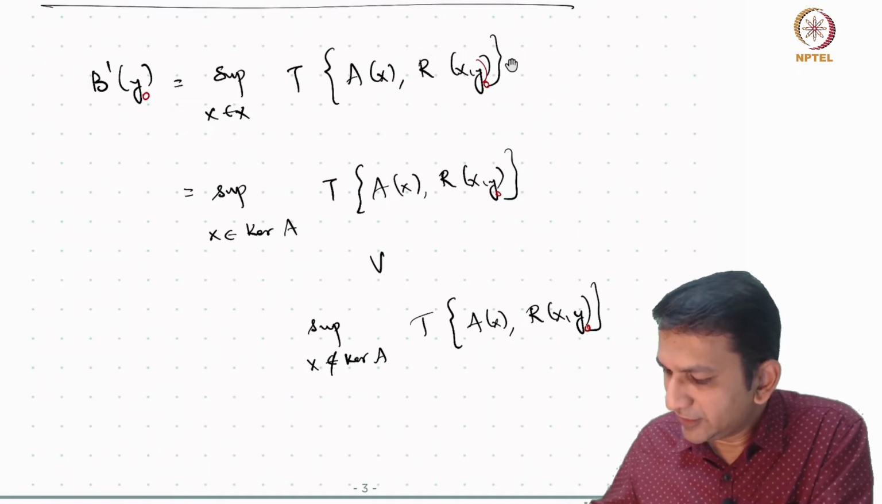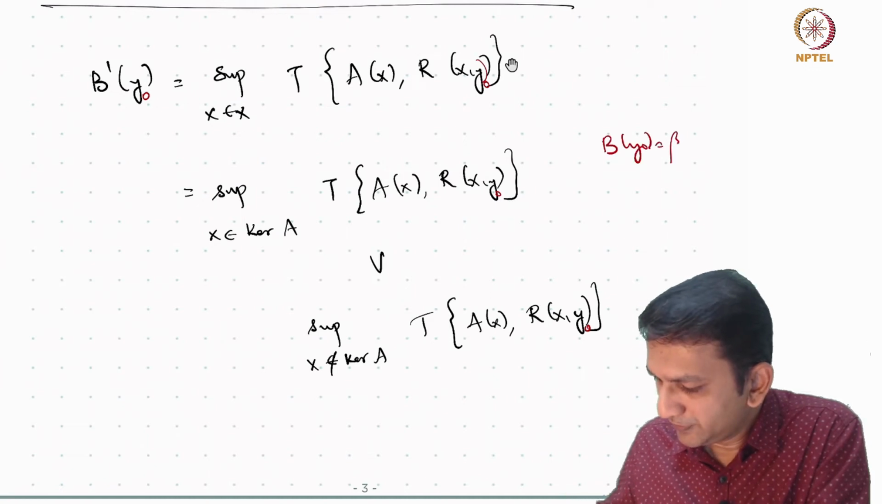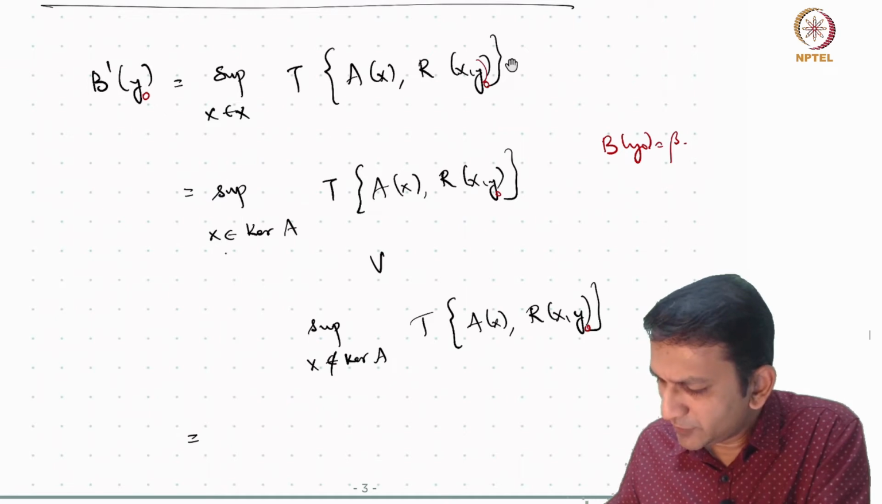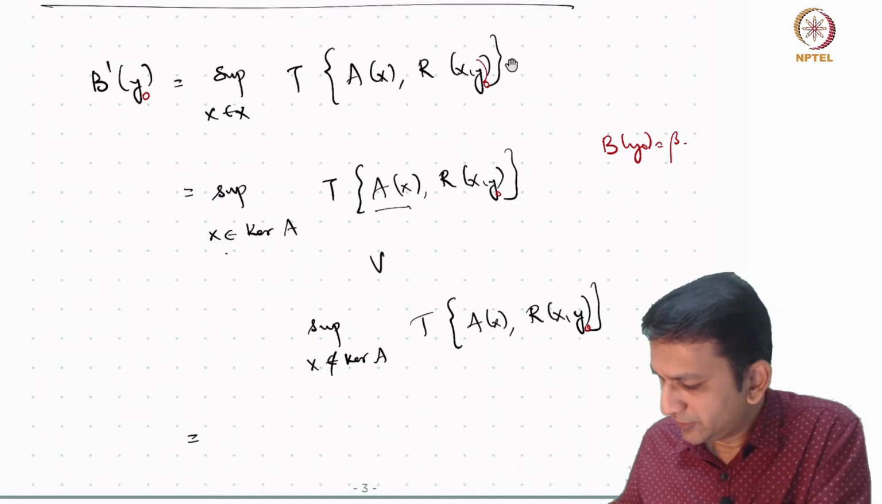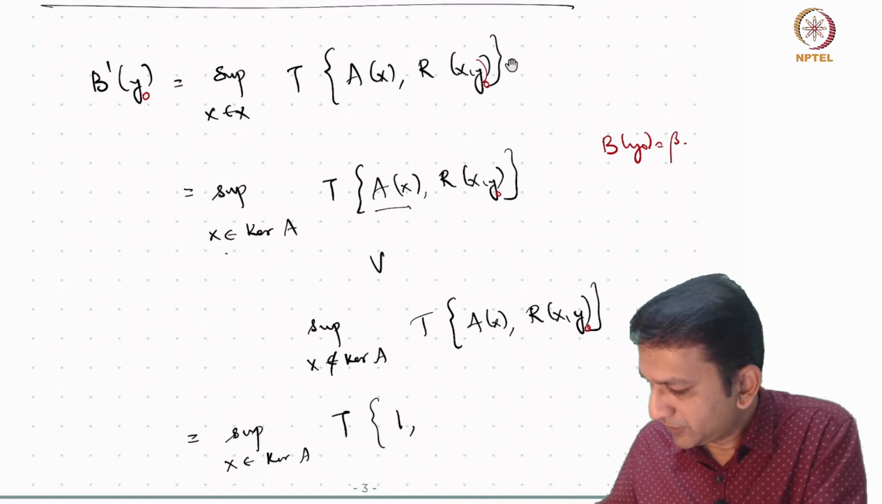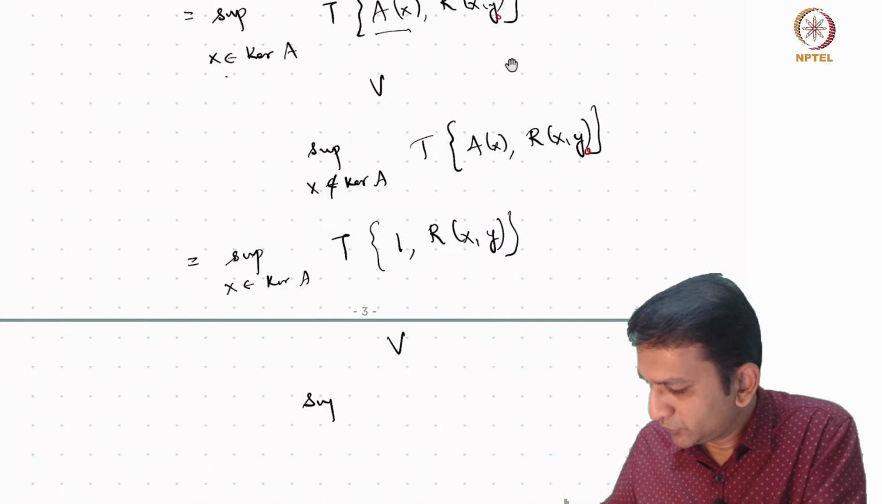Once again, let us fix b of y0 to be beta. So now what we have here is equal to, look at this, when x belongs to the kernel of A, then this value is 1. So what we will have is the supremum over x element of kernel of A of T of 1 comma r of x comma y, max with the supremum over x not in kernel of A of T of A of x comma r of x y.